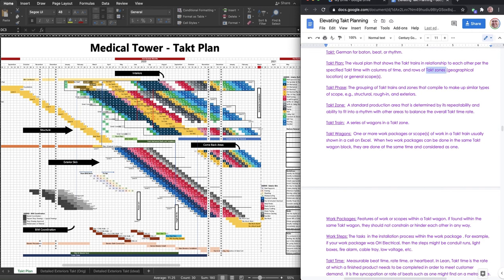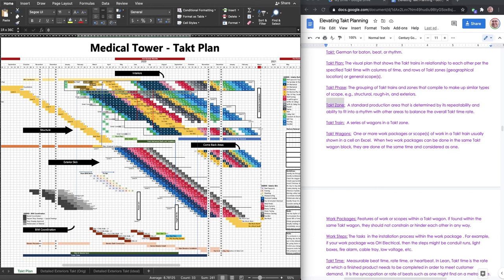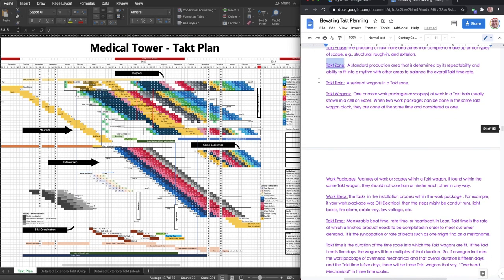So a takt phase, this is a grouping. Like this right here is the structure. This is the interiors. This is the skin right here, comeback areas. All 4 of those are takt phases. Now, a takt zone, we already talked about that. That's the geographical area that is represented by the specific takt train. So in this takt plan, that takt train right there, that's 10,000 square foot of interiors. That's on level 2, it's the first area. So takt train, we already talked about that.